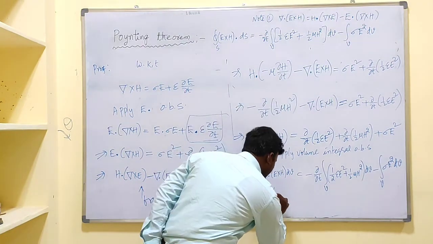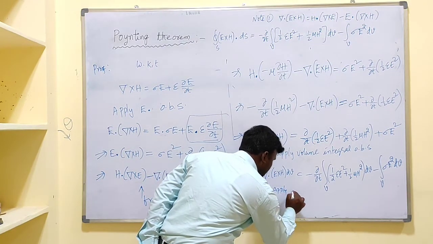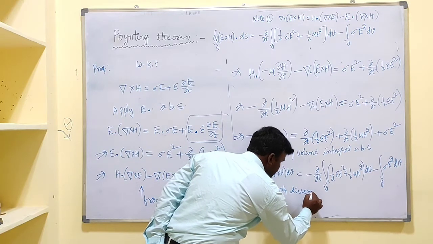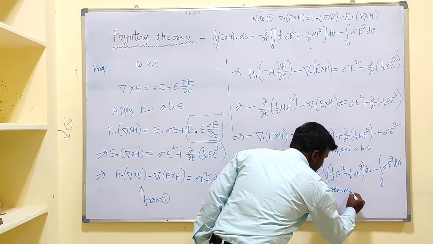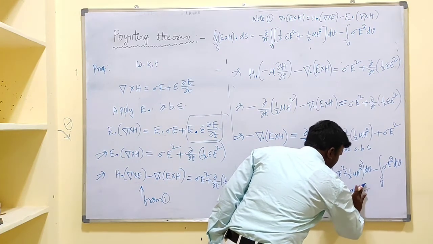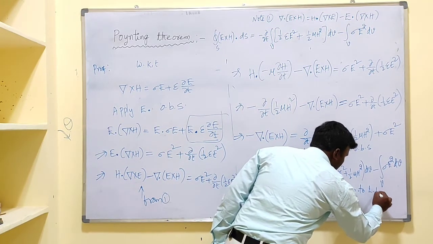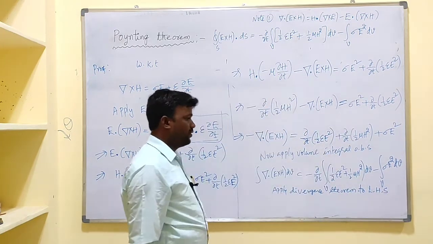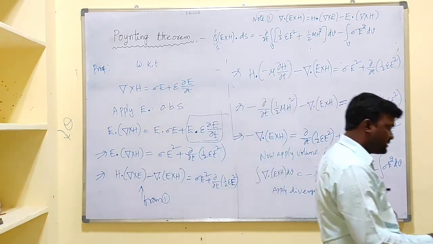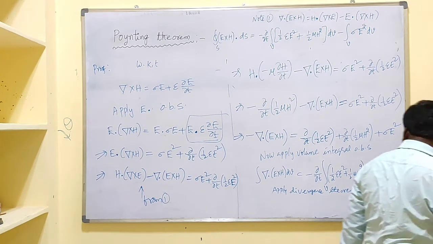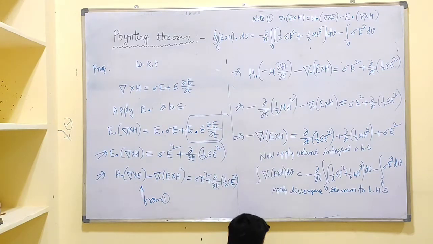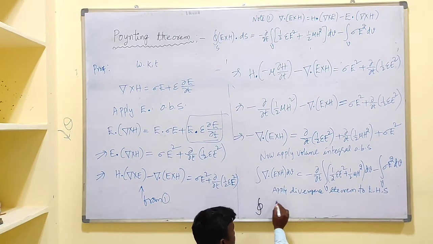Apply divergence theorem to the left hand side of the above equation. What is divergence theorem? Divergence theorem is used to convert a closed surface integral into a volume integral. Here I have a volume integral, means what? This volume integral becomes a closed surface integral, and the vector becomes what?